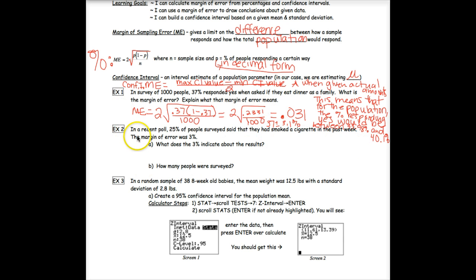right, example 2. In a recent poll, 25% of people surveyed said that they had smoked a cigarette in the past week. The margin of error was 3%. So here, instead of telling us how many people are surveyed, it gives us the margin of error and the original percentage. So what does the 3% indicate about the results?